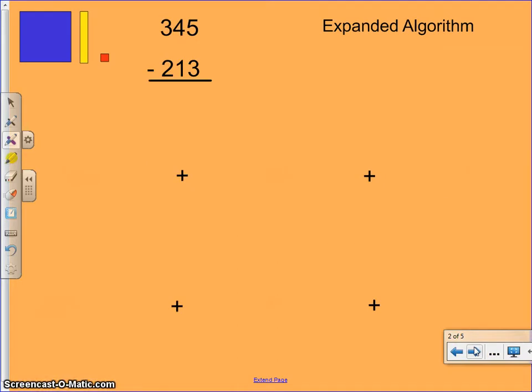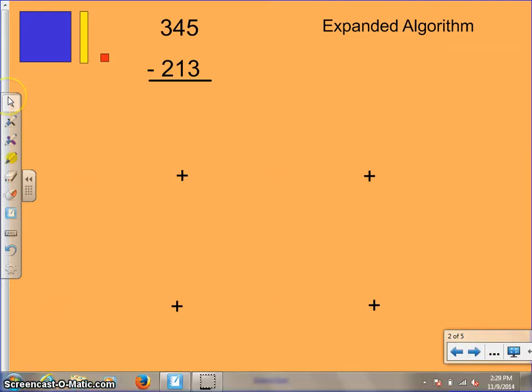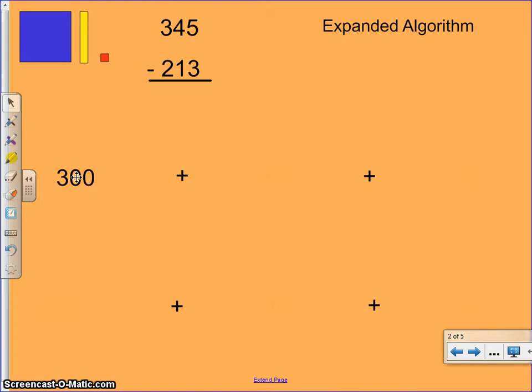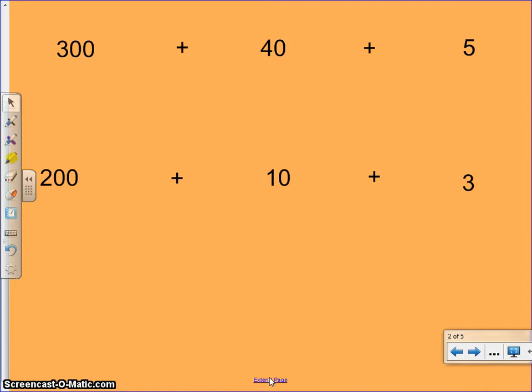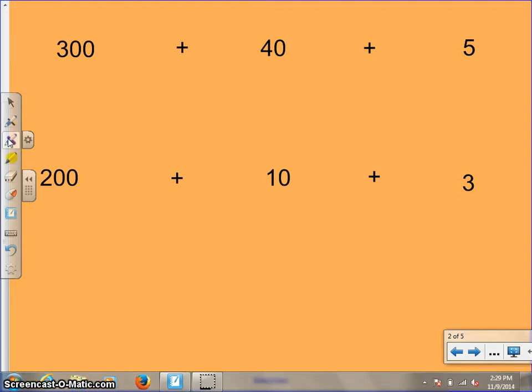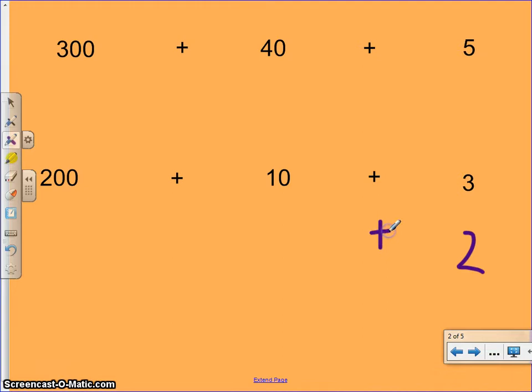Here I have 345, and I'm subtracting 213. So I expand each number again. So my top number becomes 300 plus 40 plus 5. And my bottom number would become 200 plus 10 plus 3. And again, I can go ahead and start subtracting. So 5 minus 3 will give me 2. And then 40 minus 10 is going to give me 30. And then 300 minus 200 is going to give me 100.